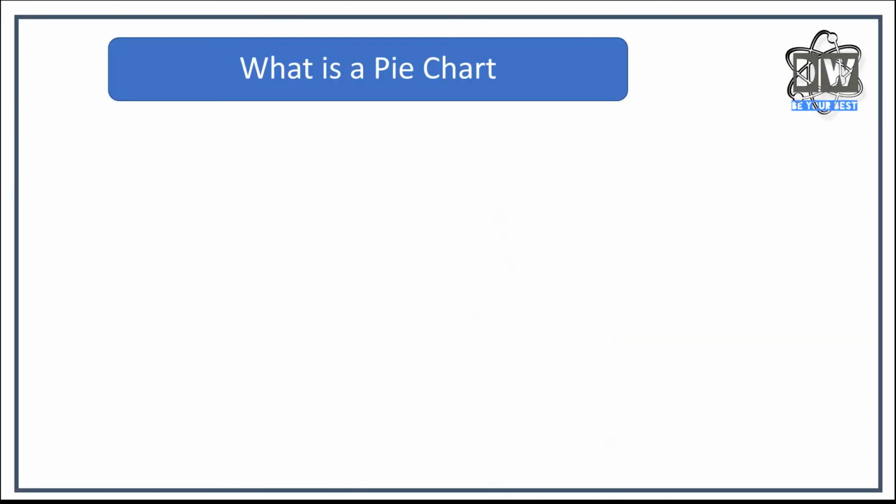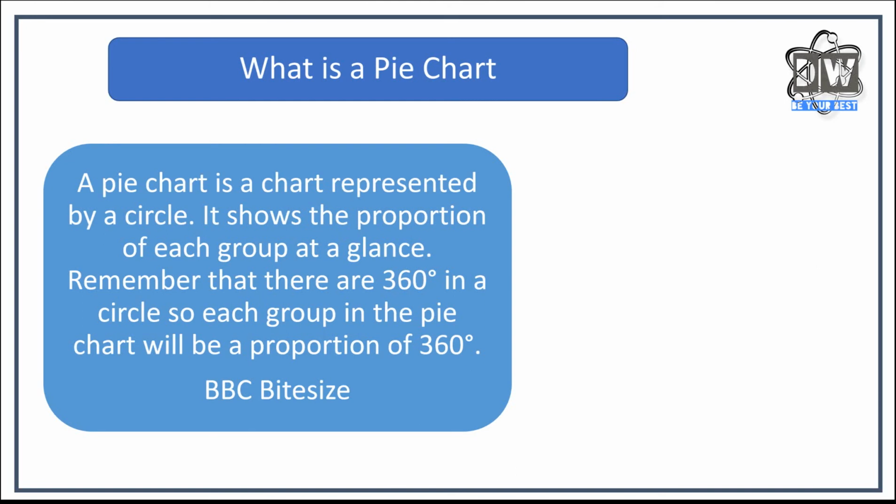What is a pie chart? Well, we've got it here. A pie chart is a chart represented by a circle. It shows the proportion of each group at a glance. Remember that there are 360 degrees in a circle, so each group in the pie chart will be a proportion of 360 degrees, kindly given to me by BBC Bitesize. What I would say is that 360 degrees is really crucial that we understand, and how we use that information to find out some degree value, and then how we draw that on the pie chart.